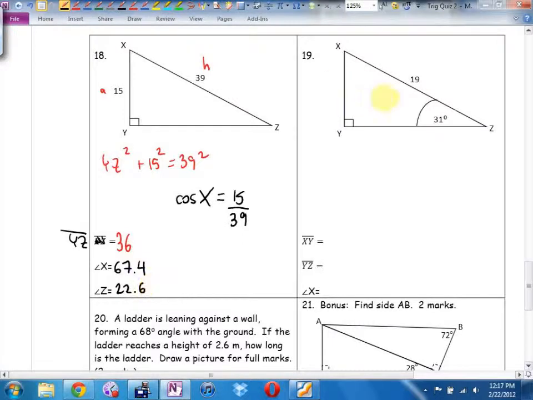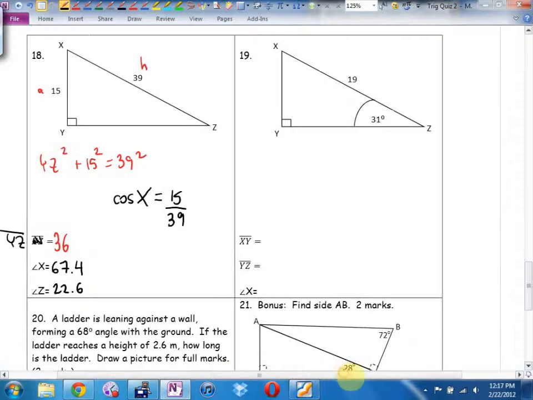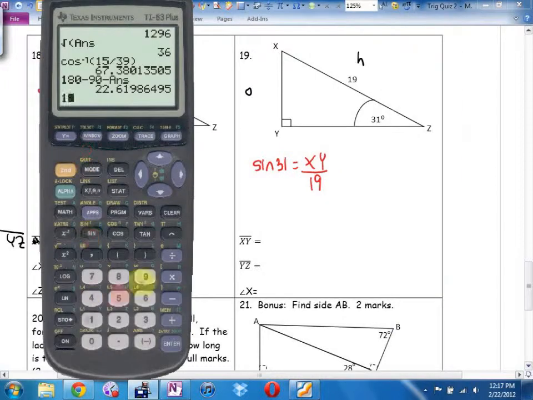Number 19. XY. Okay, this I'm going to have to use trig for. Opposite, hypotenuse. Sine 31 equals opposite over hypotenuse. I think XY is going to end up being 19 sine 31 close bracket. 19 times sine 31. Is XY 9.7, 9.8? People nodding? 1 mark.